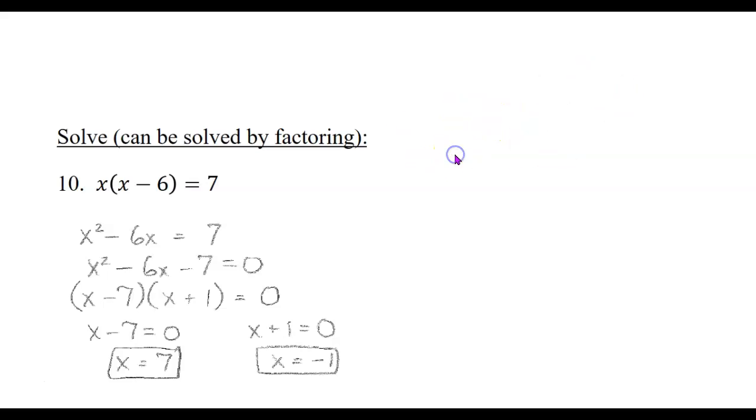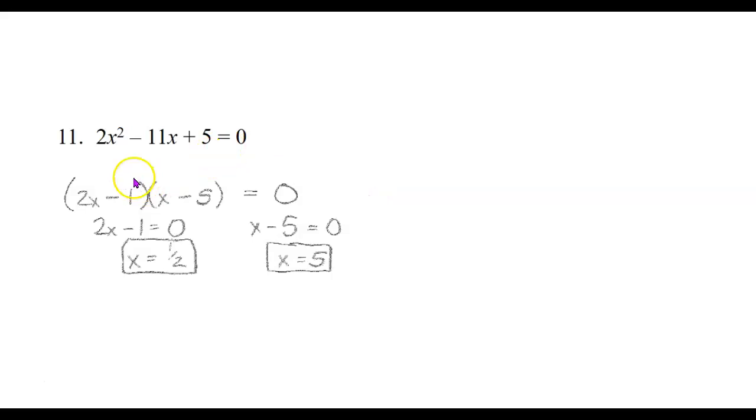So continuing on, we're solving equations. 2x squared minus 11x plus 5 equals 0. That can be factored into 2x minus 1 times x minus 5 equals 0. So either 2x minus 1 equals 0 or x minus 5 equals 0. And then solving each of those, you get x equals 1/2 or x equals 5. Now that's another one that could also be done with the quadratic formula, but if you can see how to factor that, I think that's the easiest way.